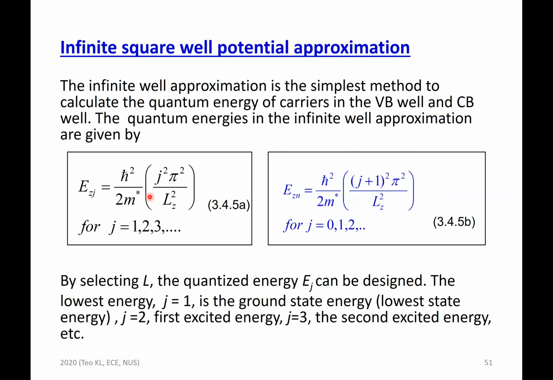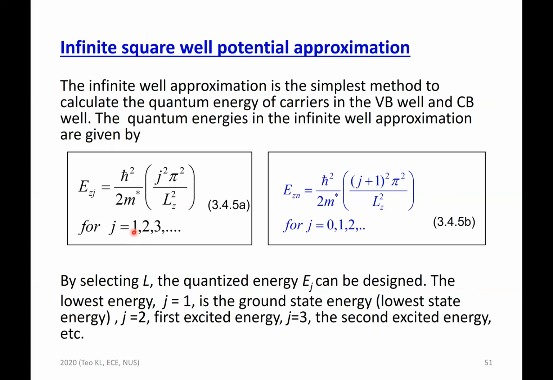Just to be clear about the notation, in certain textbooks, the quantum size energy is sometimes written in this form, sometimes it's written in this form. If it's in this form, there is j plus 1, but the j will start from 0. In this form, the j will start from 1.